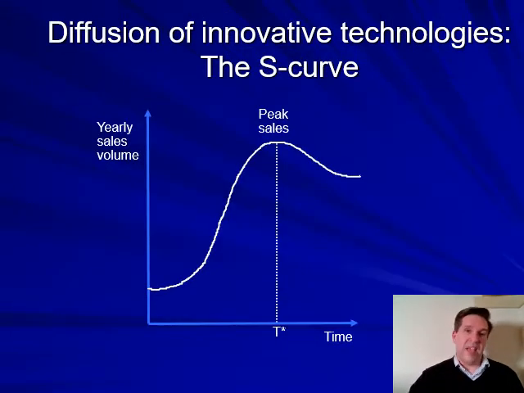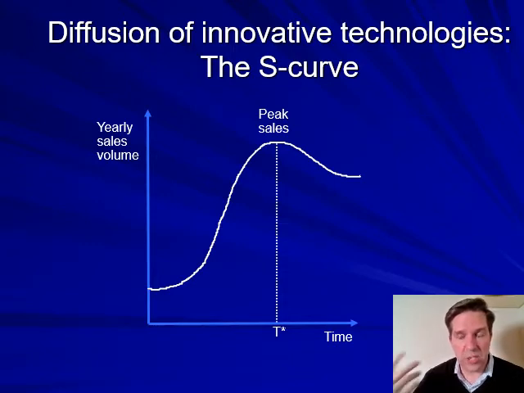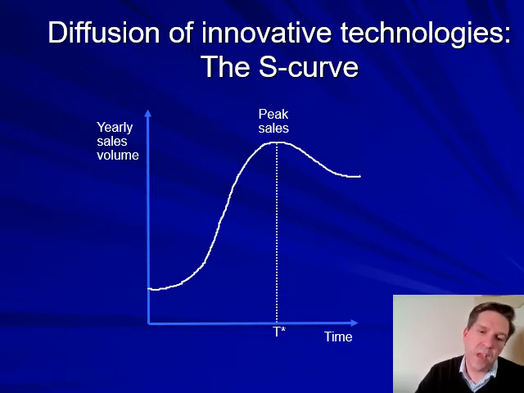Okay. So let me show you what marketers have done when it comes to diffusion of innovations, which is looking at this idea of whether a new product is going to sell or not. What we're trying to do is predict how this curve is going to look. What curve? The curve between time and sales.